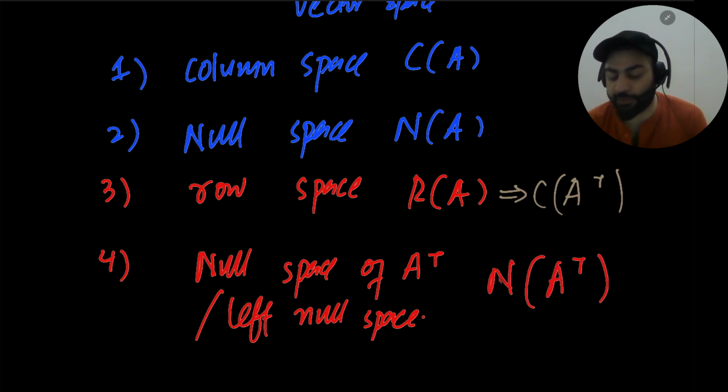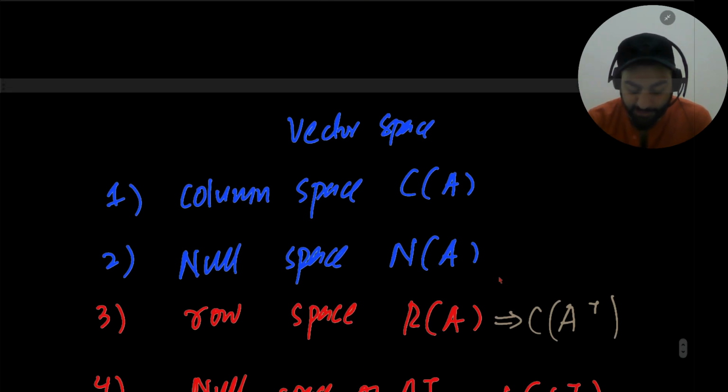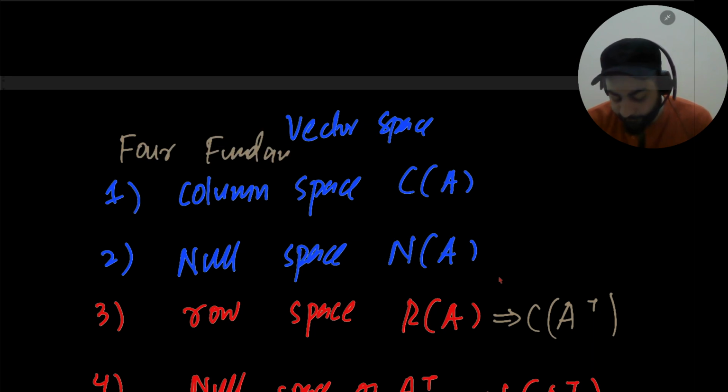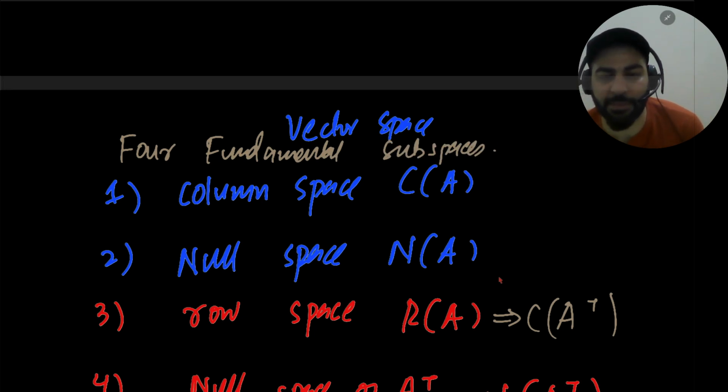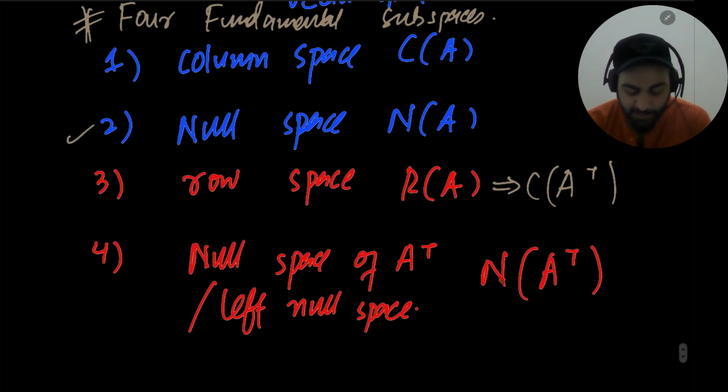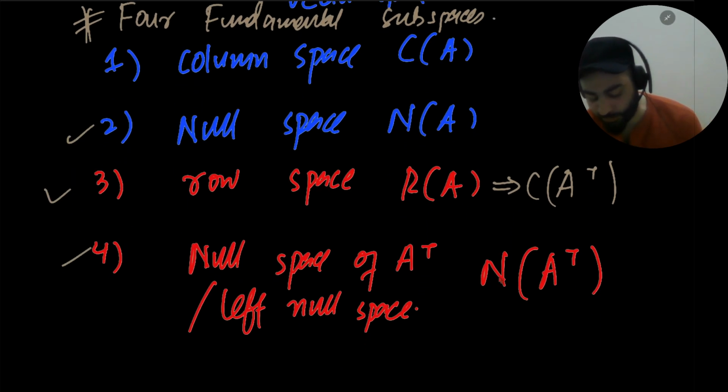These are the only four things I want you to remember. They are called the four fundamental subspaces. One is the column space that we read in detail. The null space we also discussed in detail. And again, you have to transpose these to get the row space and the left null space.